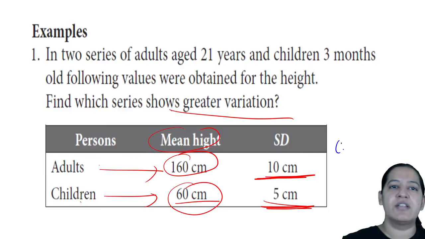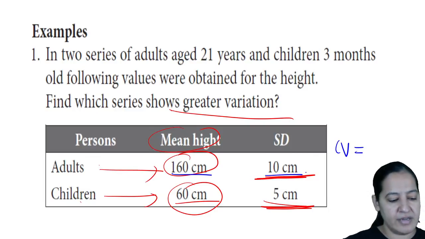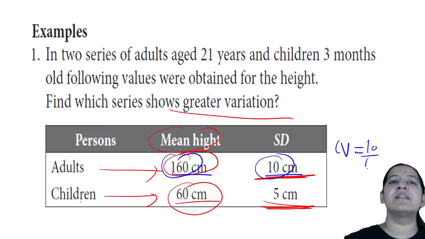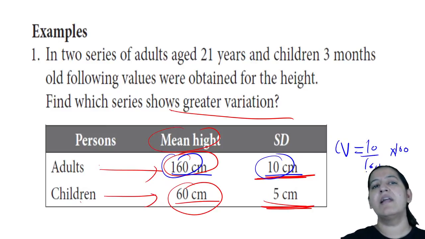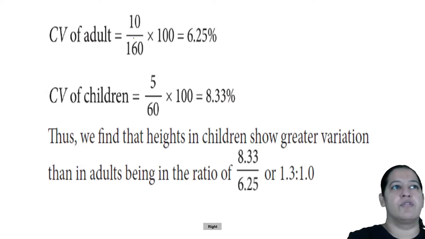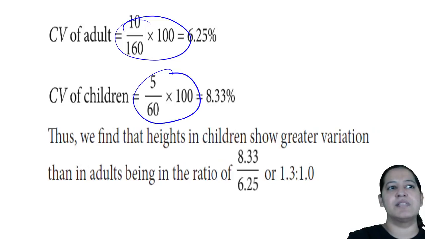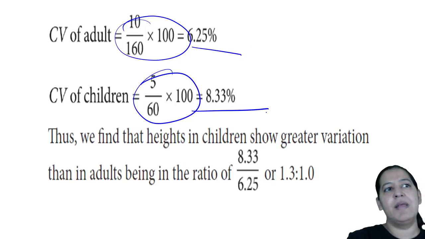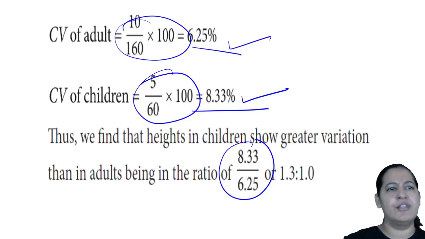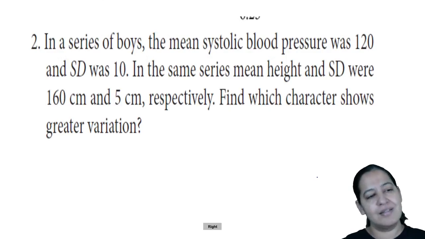Calculate COV first for adults: standard deviation upon mean into 100. So 10 upon 160 into 100, and here for children 5 upon 60 into 100. Calculate the answer for both of them. The answer will be in percentage because you are multiplying by 100. So you can see in children, variability is more. In adults, variability is less. And you can calculate the ratio of variability also. That is the thing you have to do.